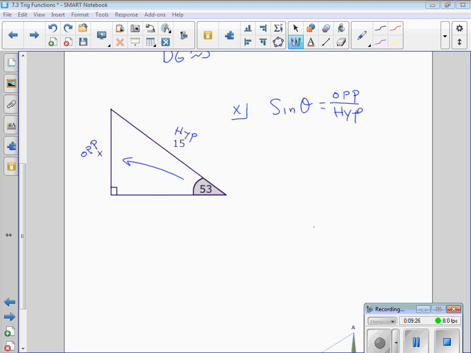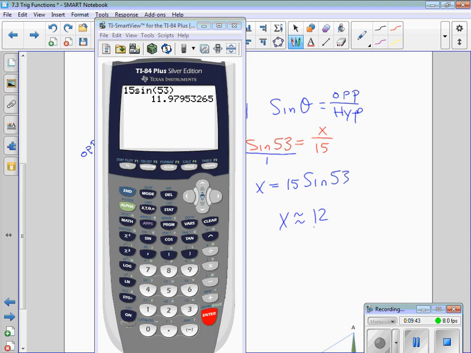I'm hoping that you were successful and realized it was an opposite over hypotenuse kind of problem, which is sine. And now I'll just plug the information in and start solving for it. Well, that panned out pretty nice. Now it's time for my calculator. All right, so that turns out to be about 12, okay?